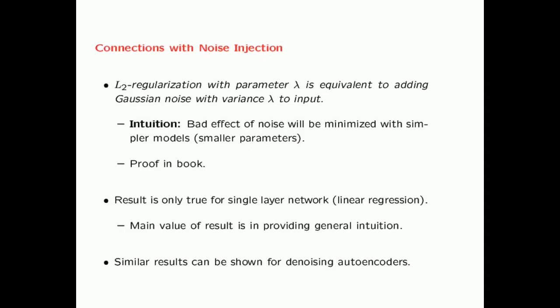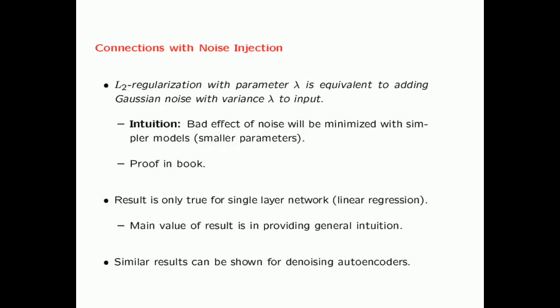The intuition is that when you add noise to the different features, remember that when you're talking about linear regression, where you just multiply the feature values with the coefficients, what's going to happen is that when the absolute values of your coefficients are large, the bad effect of noise will be larger. So the bad effect of noise will generally be minimized with simpler models, when you have smaller absolute values of the parameters. And the formal proof of this result is in the book. Right now I'm only providing the intuition.